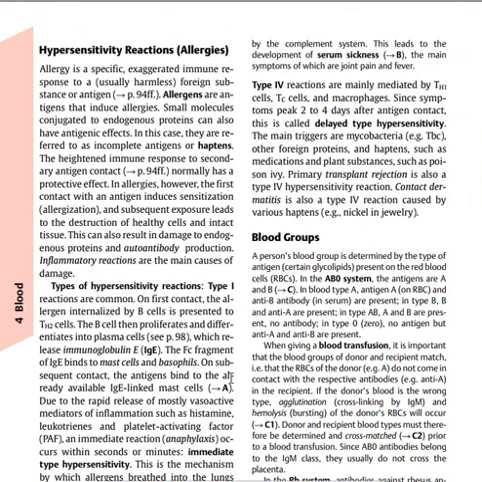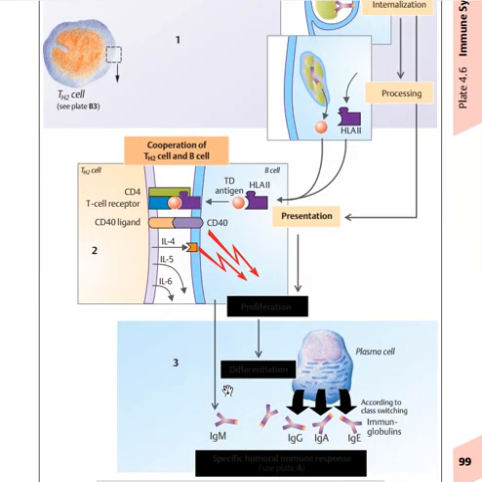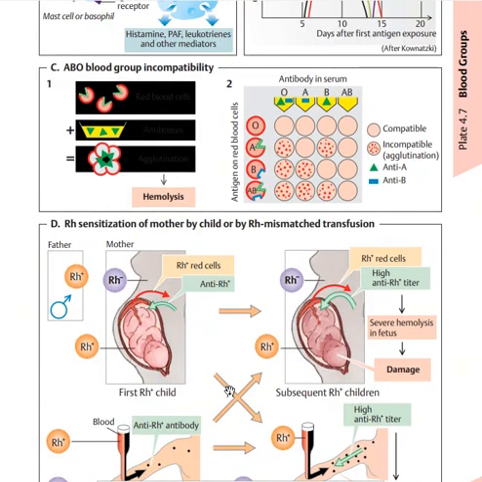Now blood group B is going to be incompatible with both blood group A and blood group AB. So the next one, AB, is not going to be incompatible with any blood.